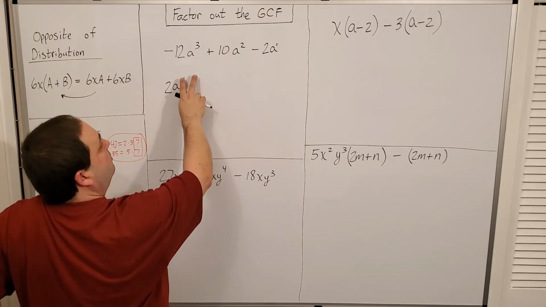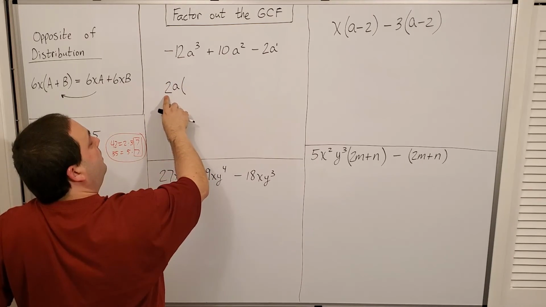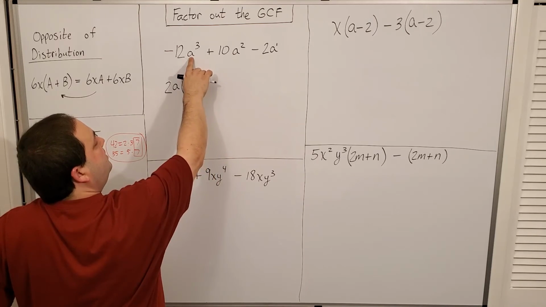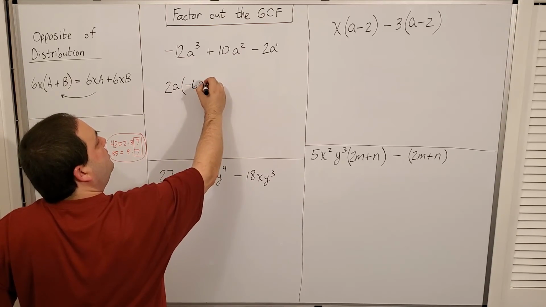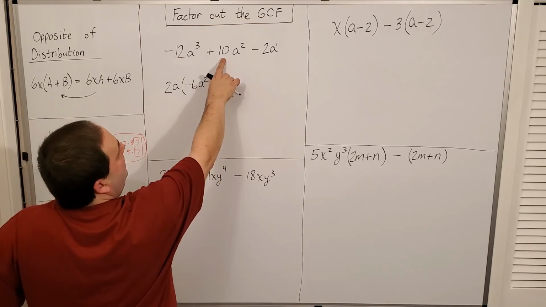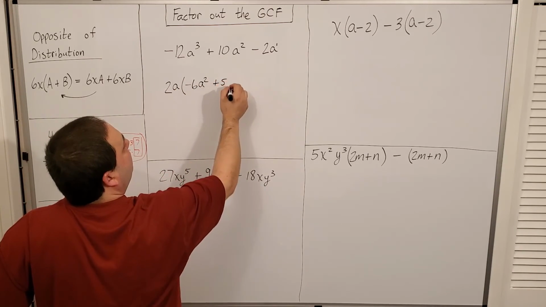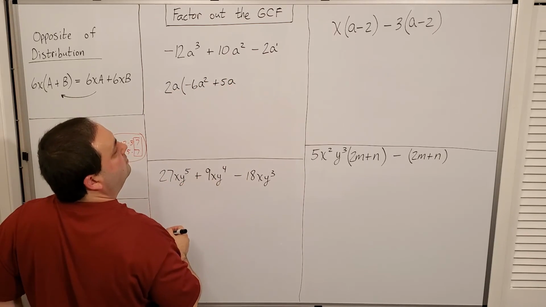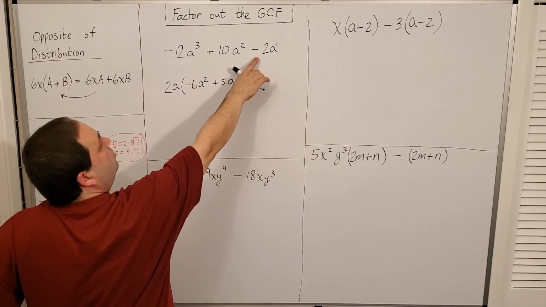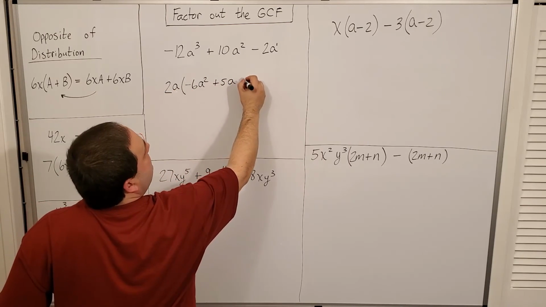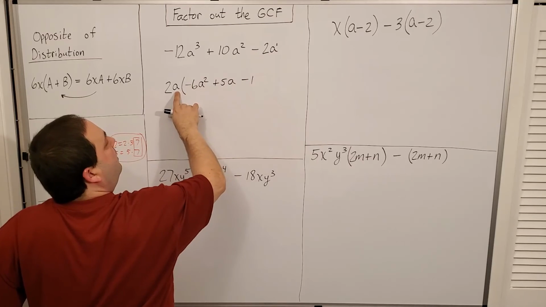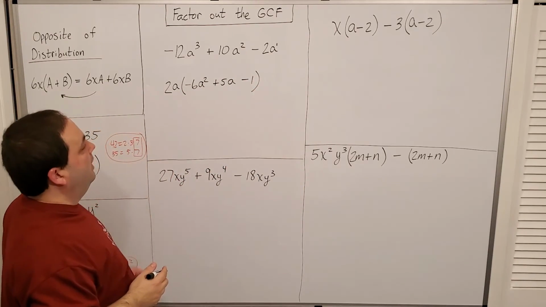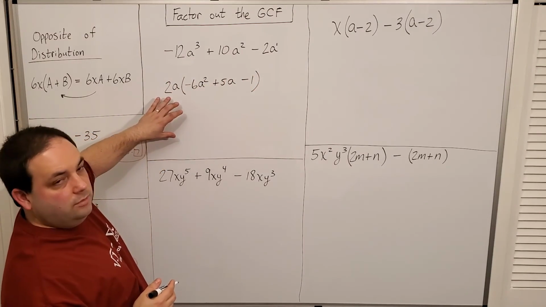So here at first, I'm just going to go ahead and go with it with 2a being my GCF. So I'm going to divide. Negative 12 divided by 2 is negative 6. A to the 3 divided by a is a squared. 10 divided by 2 is 5. A squared divided by a is a. Negative 2 divided by 2 is negative 1. And a divided by a is also 1. So I'm just going to leave it as that. Okay? So this is completely factored.